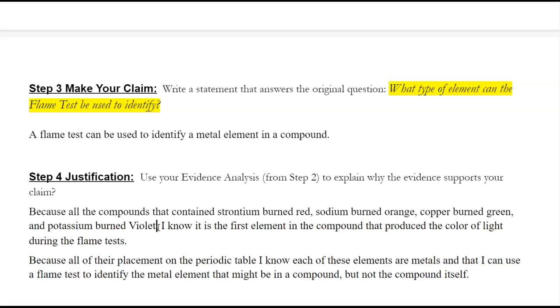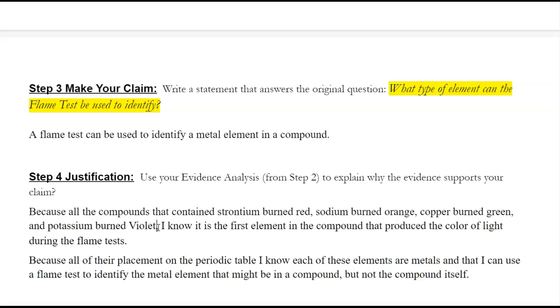I also went back to their placement on the periodic table. It's because of where they're placed on the periodic table that I know these elements are metal and that I can use a flame test to identify the metal element in a compound, but not the compound itself. That's kind of a key piece here, something that you might have come up with as you were looking at your evidence: yes, I can determine if something burned green that it might have copper in it, but I wouldn't know if it was copper chloride, copper sulfate, copper nitrate.